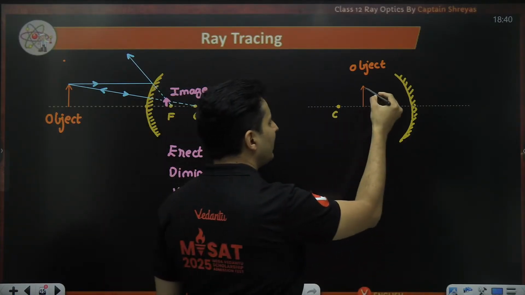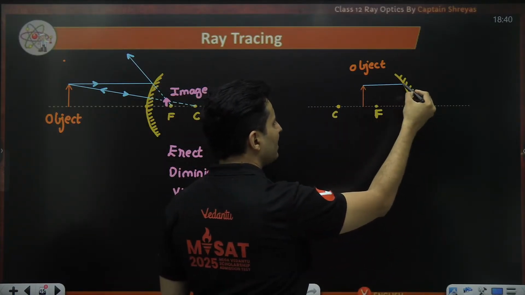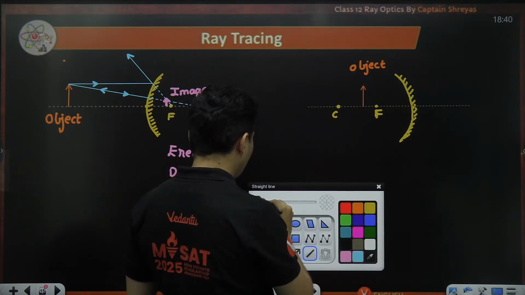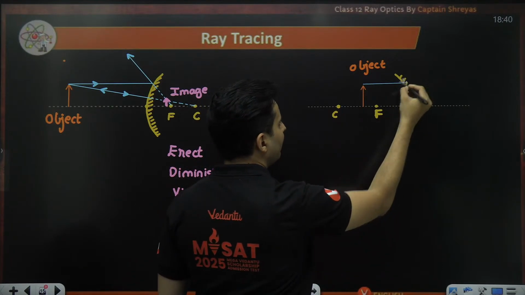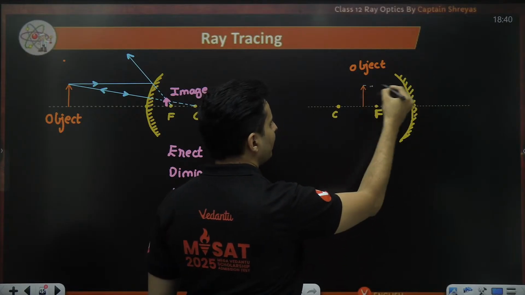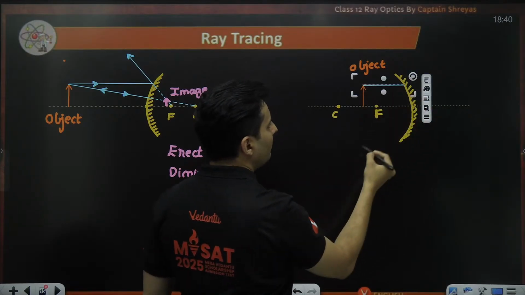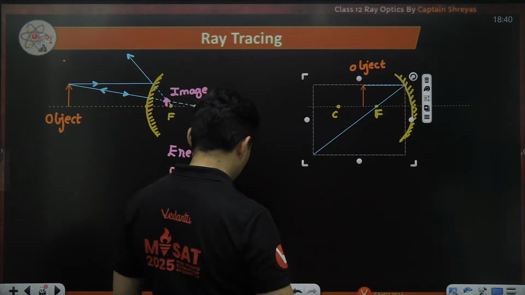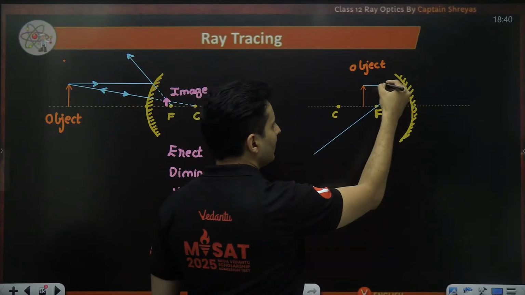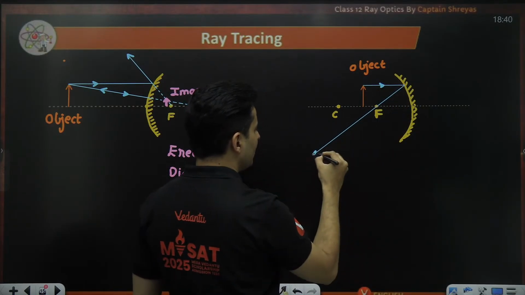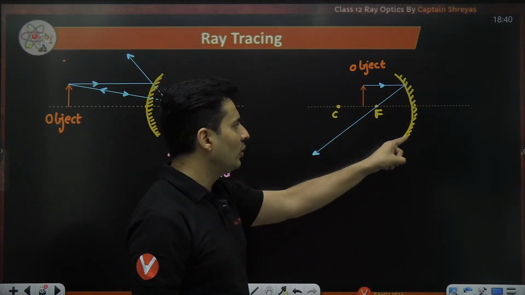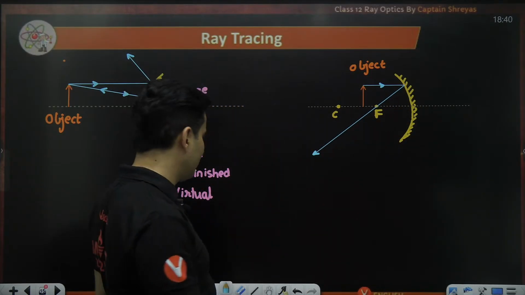So let's say we take a ray which is parallel to the principal axis. That is always the easiest one to follow. If you take a ray which is parallel to the principal axis, after reflection, where should it go? It should pass through the focus. So let's make it pass through the focus. It will go like this. Now show the arrow marks. A ray parallel to the principal axis reflects back through the focus. If a ray passes through the focus, it will become parallel to the principal axis.